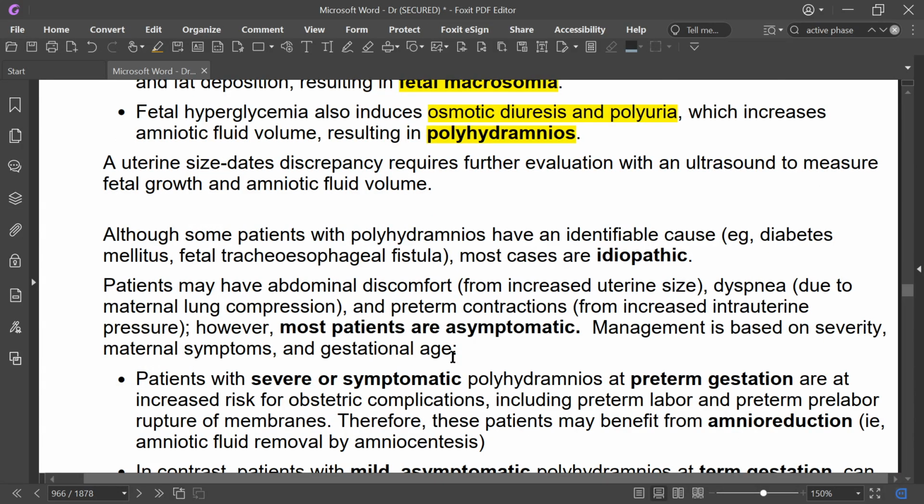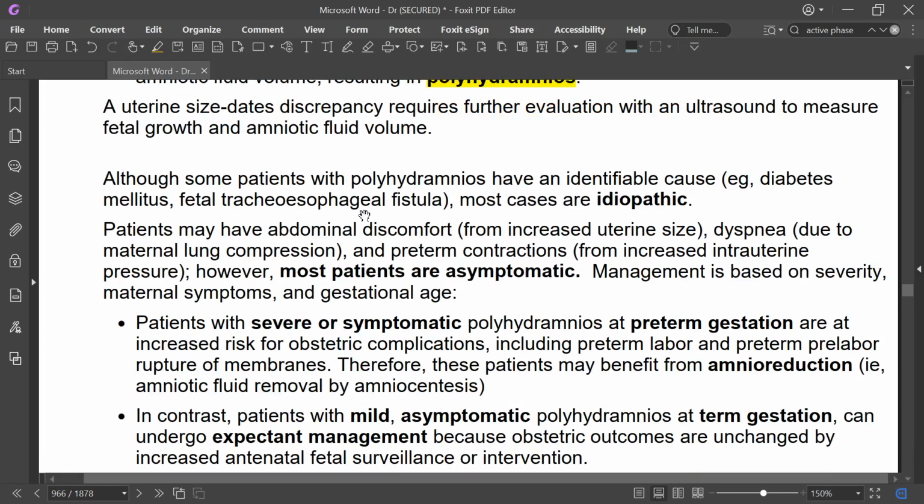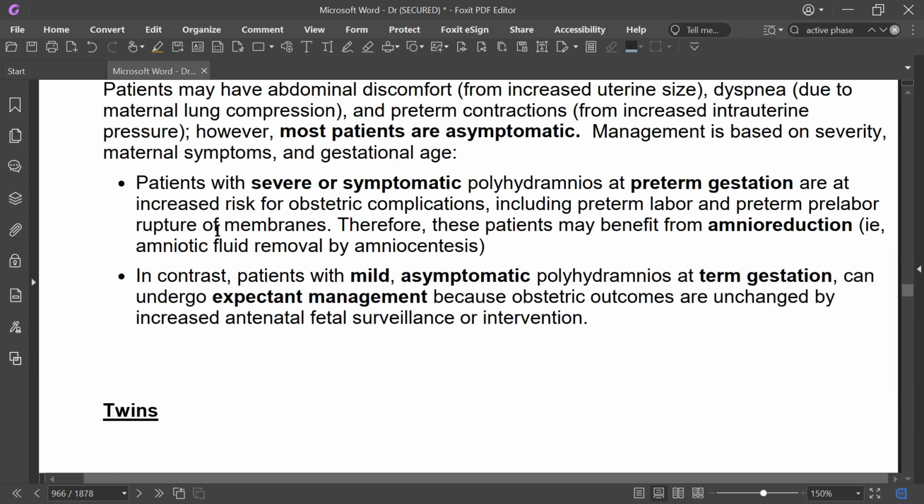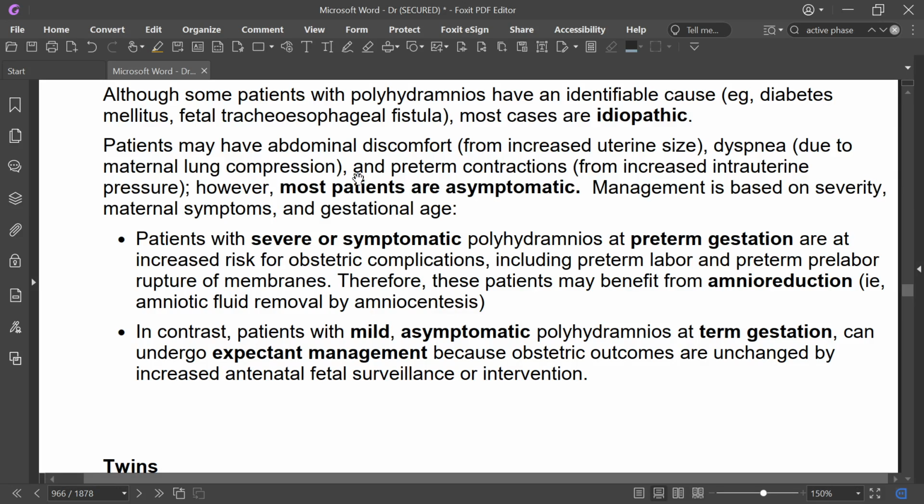A uterine size discrepancy requires further evaluation with an ultrasound to measure fetal growth and amniotic fluid volume. Although some patients with polyhydramnios have an identifiable cause, such as diabetes mellitus or fetal tracheoesophageal fistula, most are idiopathic. Patients may have abdominal discomfort from increased uterine size, dyspnea due to maternal lung compression, and preterm contractions from increased intrauterine pressure. However, most patients are asymptomatic.